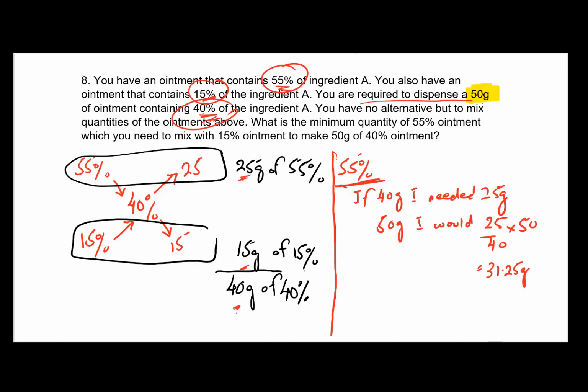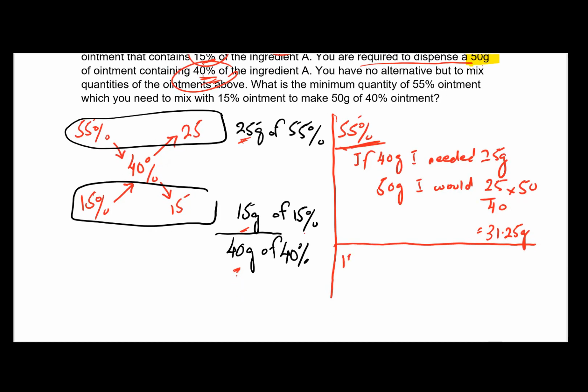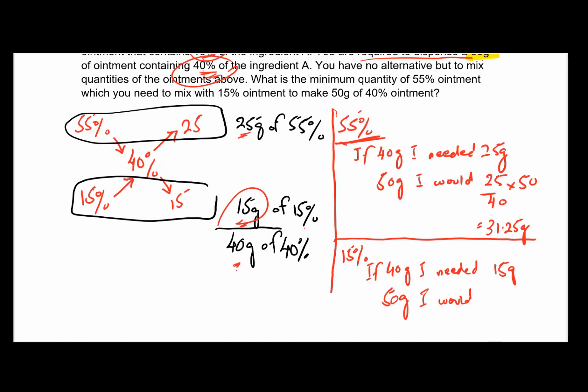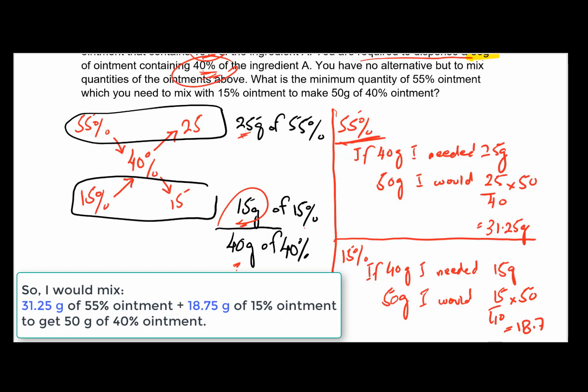So this was for the 55% cream. And the same way I would work it out for the other cream, which was 15%. If for 40 grams I needed 15 grams, it's coming from here. So for 50 grams, I would need 18.75. Okay, that's the alligation method done.